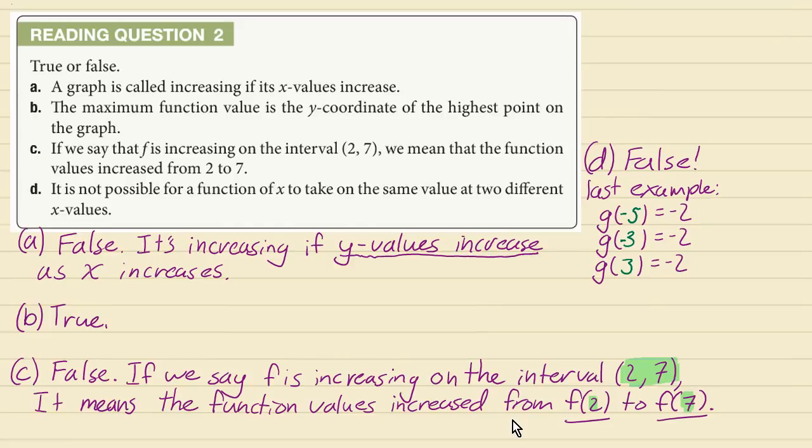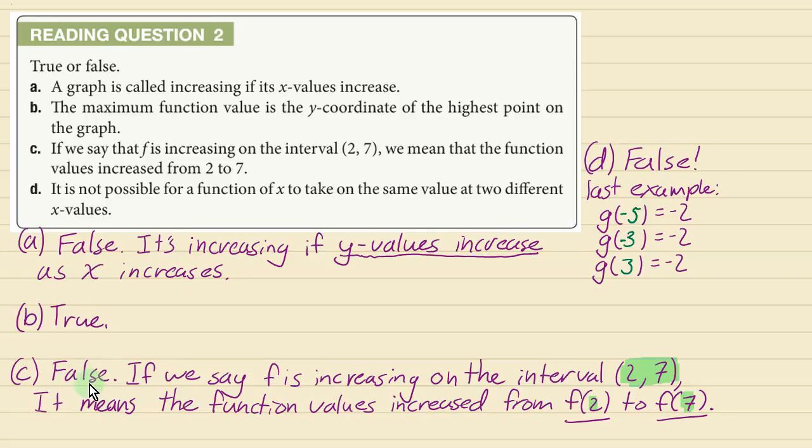Here are these answers. For the first one, if we say a graph is increasing, it should say the y values increase as x increases. So the x values just increase if you're looking at it from left to right, or maybe they're decreasing if you just read it from right to left. But the thing that makes it increasing is the fact that the y values increase along with x. B is true. We had an example of B with the last one. The highest point was the function value g of 1 equals 4. So that's the y coordinate there is 4.